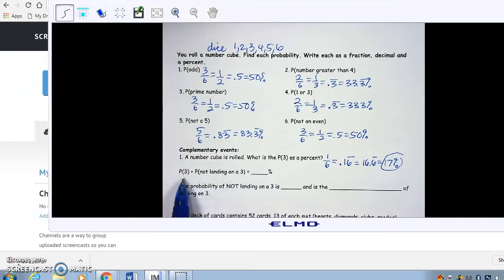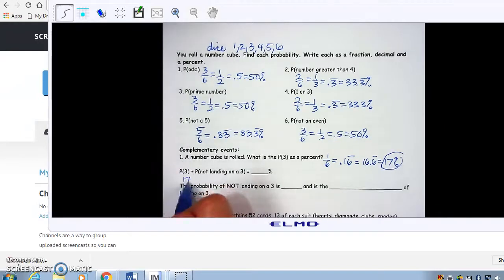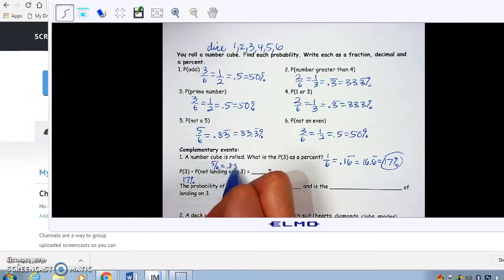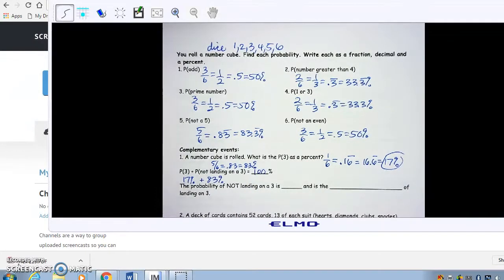Well, the probability of getting a 3 was 17%. Not landing on a 3, that would be 5 out of 6 numbers, or 83%, if I round. So 17% plus 83% of not landing on a 3, well, all possibilities add up to 100%.